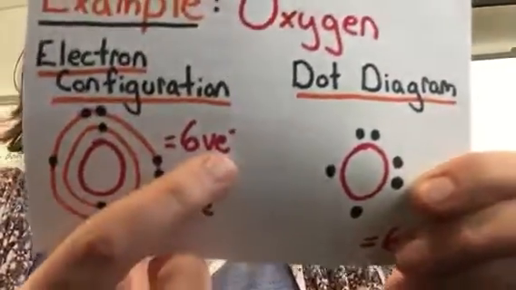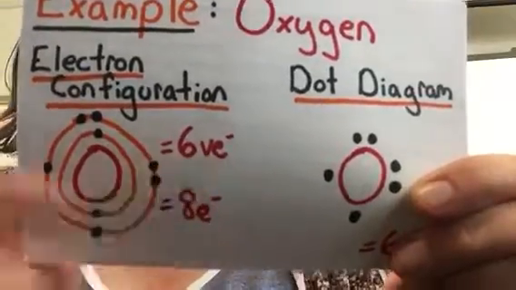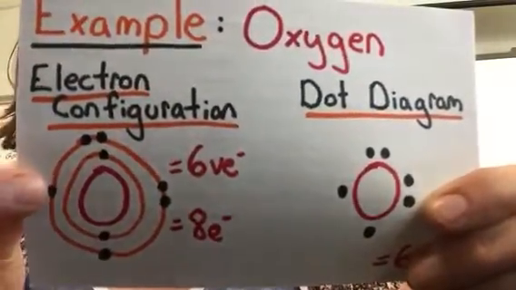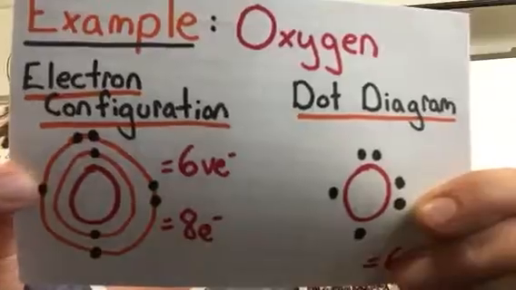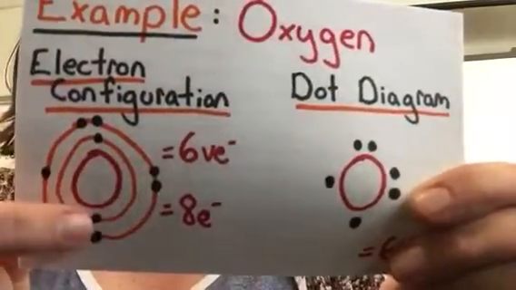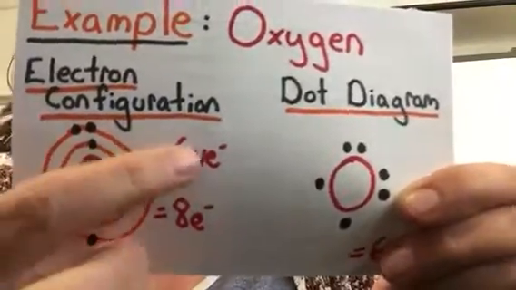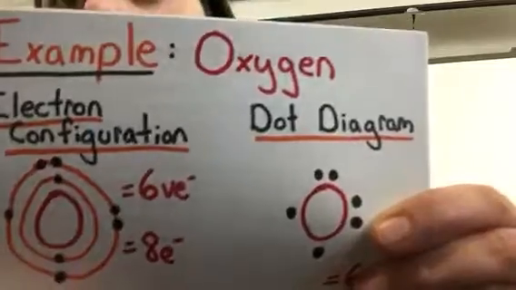Now, this VE negative represents our valence electrons. The way I find my valence electrons is, I count the electrons on the outermost ring. So 1, 2, 3, 4, 5, 6. Okay, so there are 6 on the outside ring. Therefore, we have 6 valence electrons for oxygen.